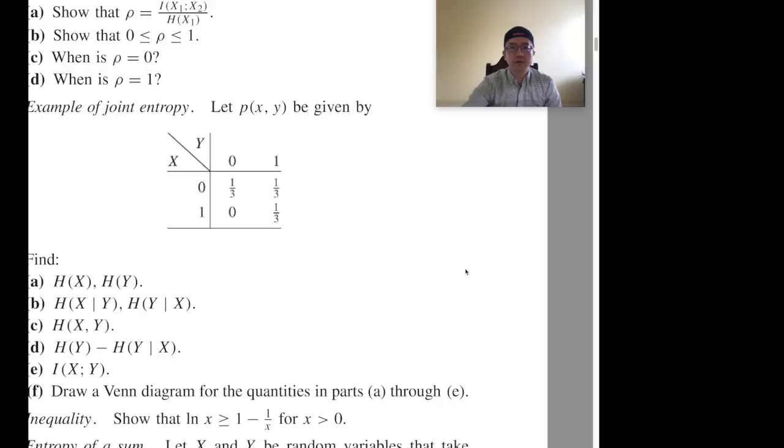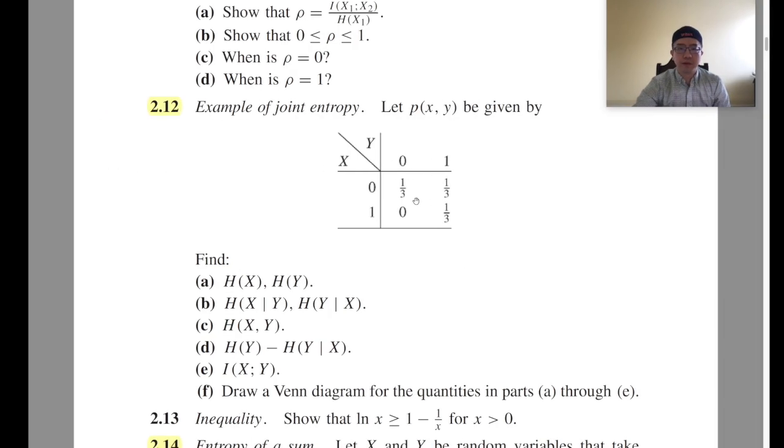Let's see how we can do that. First, let's write down the joint distribution, which is given by this. Okay, let's change our color.